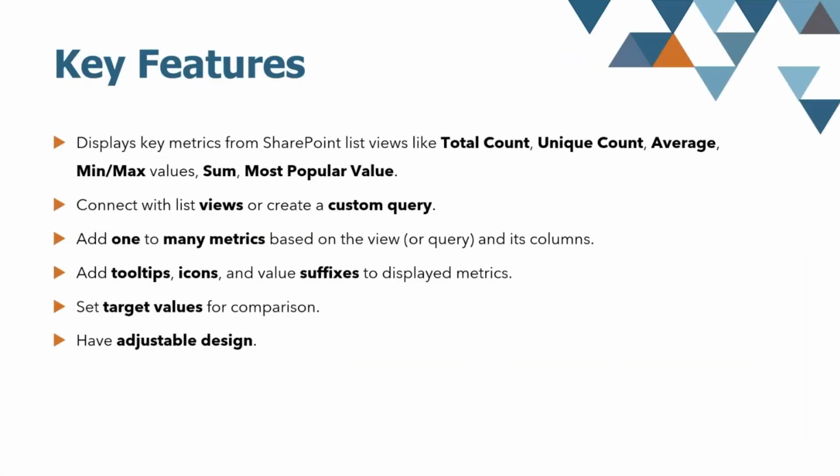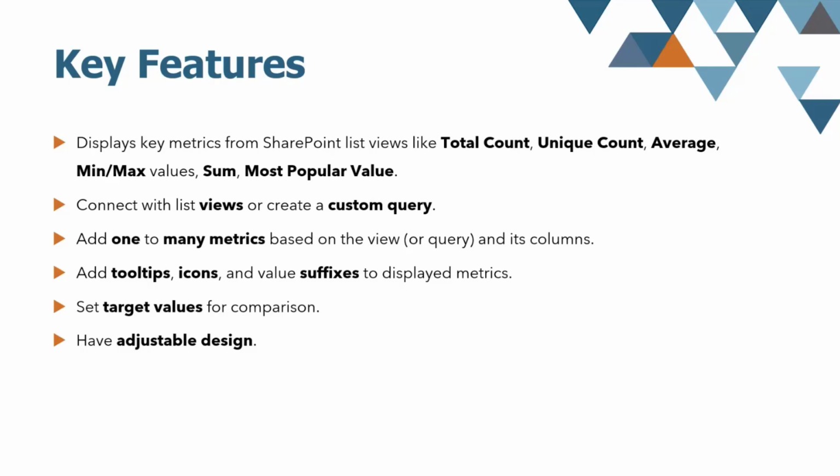Key features, it can display and calculate key metrics like total count, unique count, average, min, max values, sum, and the most popular value based on the SharePoint list views. Most of them only work with a currency or number type against number type fields. But for example, most popular, it doesn't matter which type of field it is.